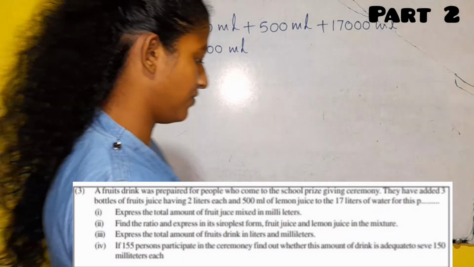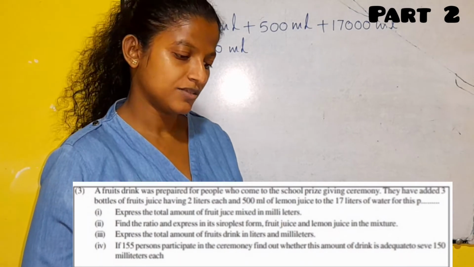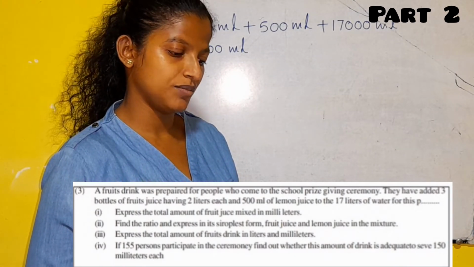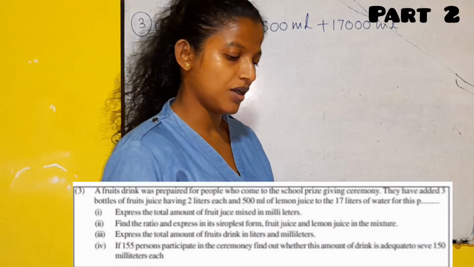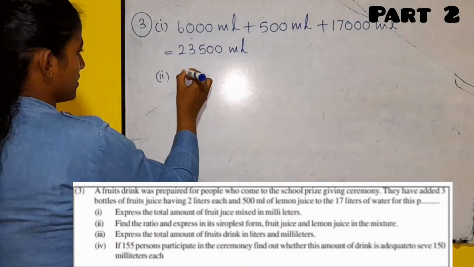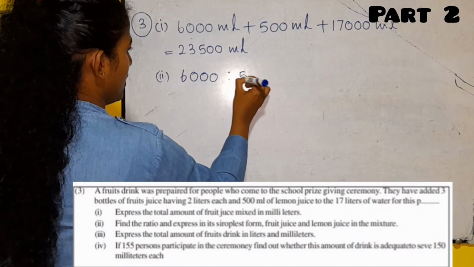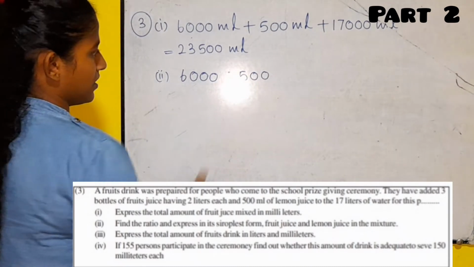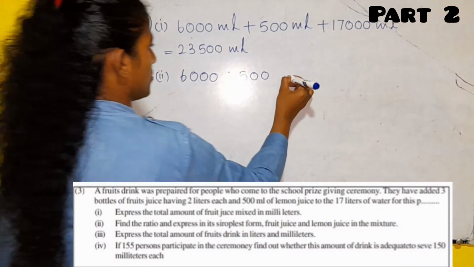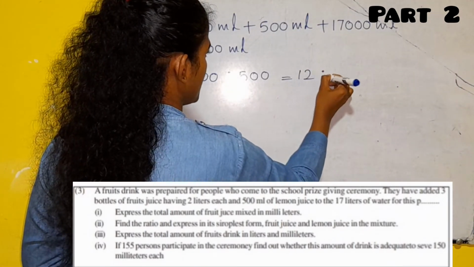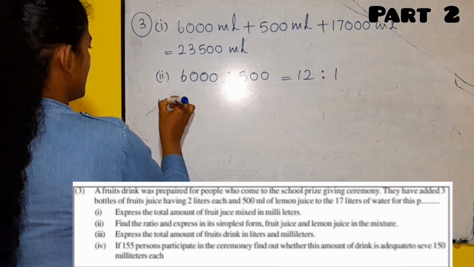Second question. Find the ratio and express it in the simplest form, fruit juice and lemon juice in the mixture. The amount of fruit juice is 6,000 and lemon juice is 500 milliliters. So if you simplify this, you get the answer 12:1.